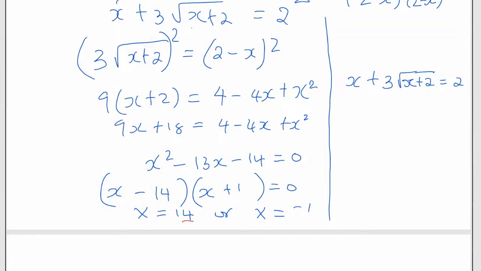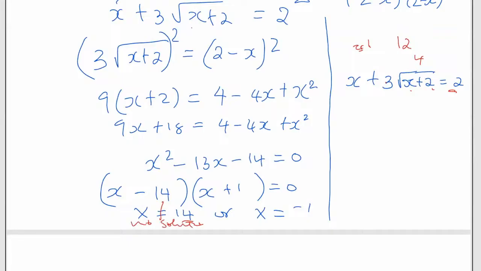So if I use 14, I know that 14 plus 2 is going to be 16. Square root of 16 is going to be 4. 4 times 3, that is already 12. And then 12 plus 14, that's like a 28. And on my right-hand side, I only have a 2. So I'll cross this out and tell us that it's not a solution.